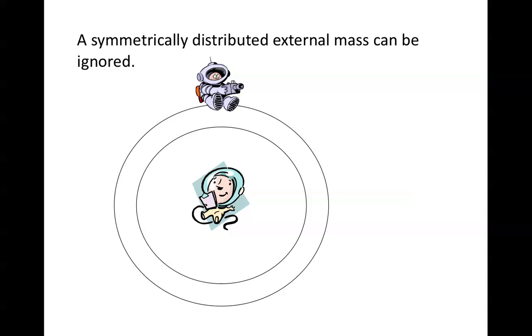Another consequence is that a symmetrically distributed external mass can be ignored. So if I took the Earth and I made it into a hollow sphere with the same mass and the same size by compacting all the material into a thin shell, we standing on the surface would not notice the difference at all. But if you drilled a hole and went inside, you would be weightless. You would be floating in there because you could ignore this external distributed mass.